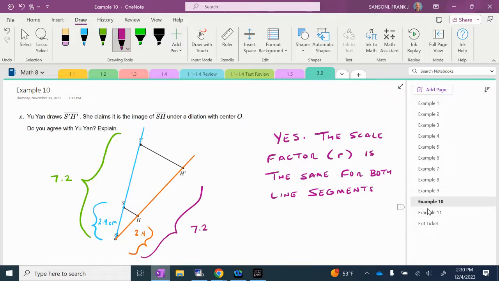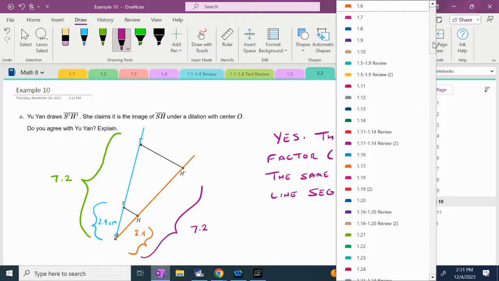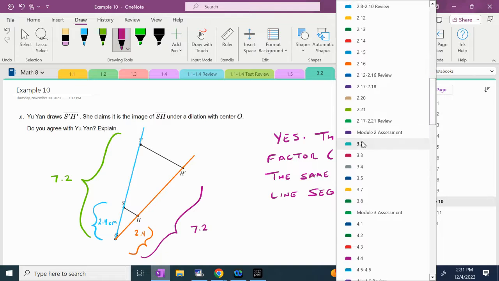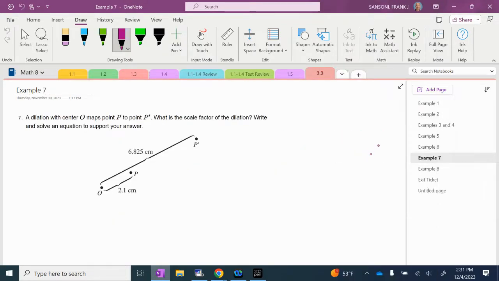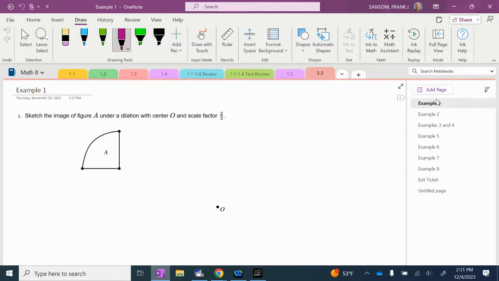You are turning your book all the way to page 31. 31. And we are looking at 3.3. So it says a dilation with center O maps point P to point P prime. Wait, I'm on example 7 for some reason. Let's go back to number 1. Sketch the image of figure A under a dilation with center O, and the scale factor is 2/3.